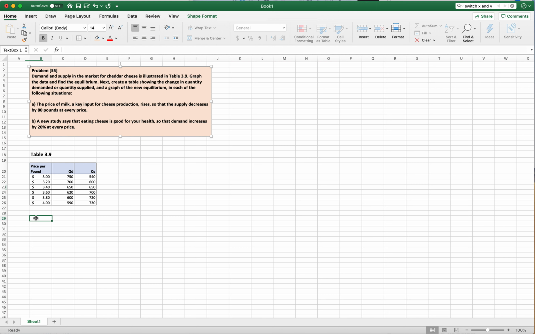So we can then go to part A, and we can go to part B, and I can calculate those things. But first thing I want to look at is my base case. And here I don't need to do a graph. I will do a graph, but we can see that the equilibrium point is right there at $3.40. The quantity demanded is 650 pounds of cheese, and the quantity supplied is also 650 pounds.